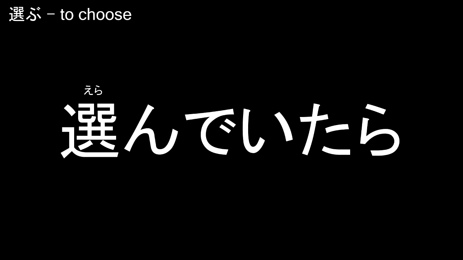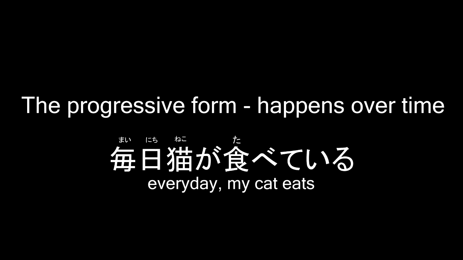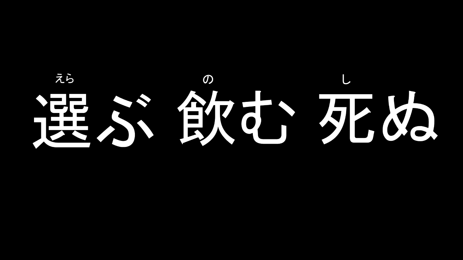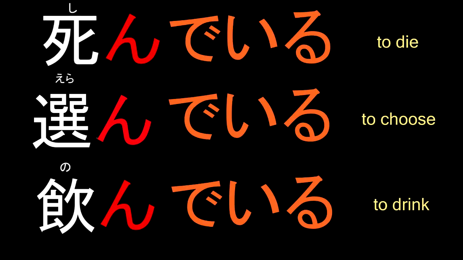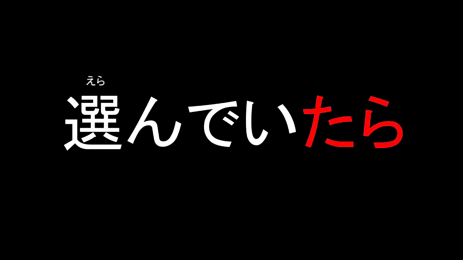How do we get there? So actually, this form of erabu is a progressive form. So the progressive form is a repeated action that happens over time. Because it ends in bu, if a verb ends in bu or mu or nu, you replace the last hiragana on the verb with an n sound, then add teiru. So we have erandeiru, which means choosing. Then we get rid of ru and add tara, which now means if.